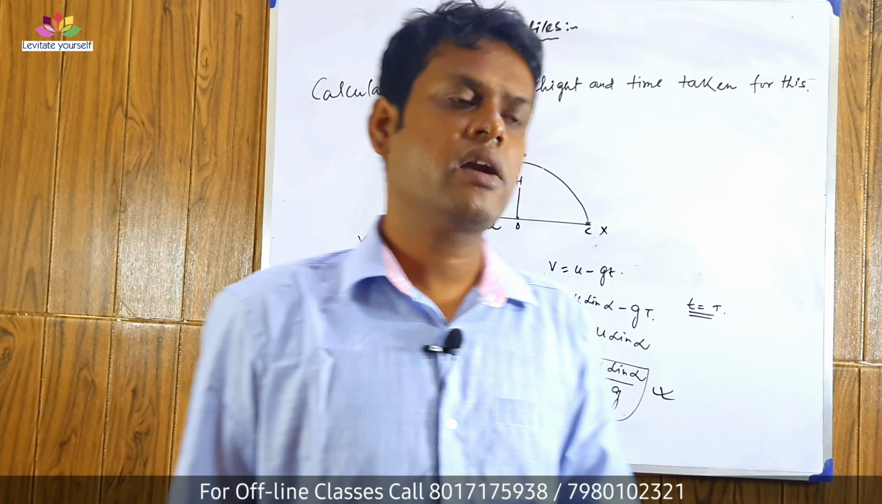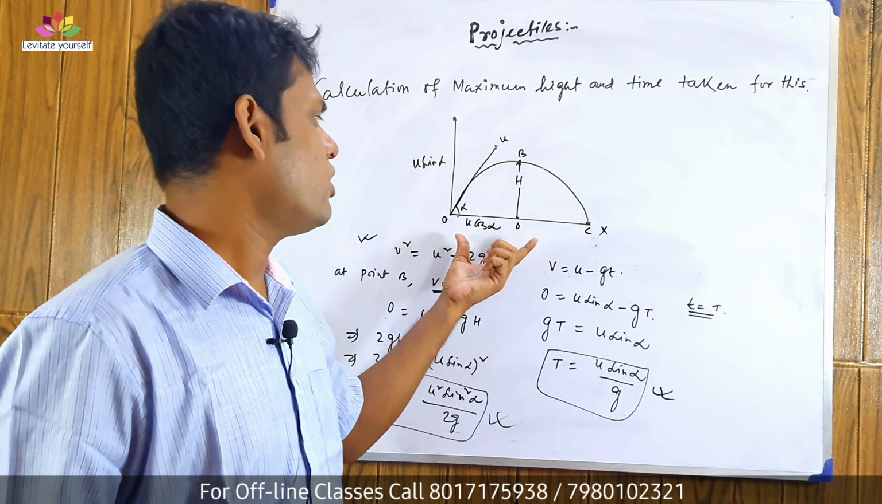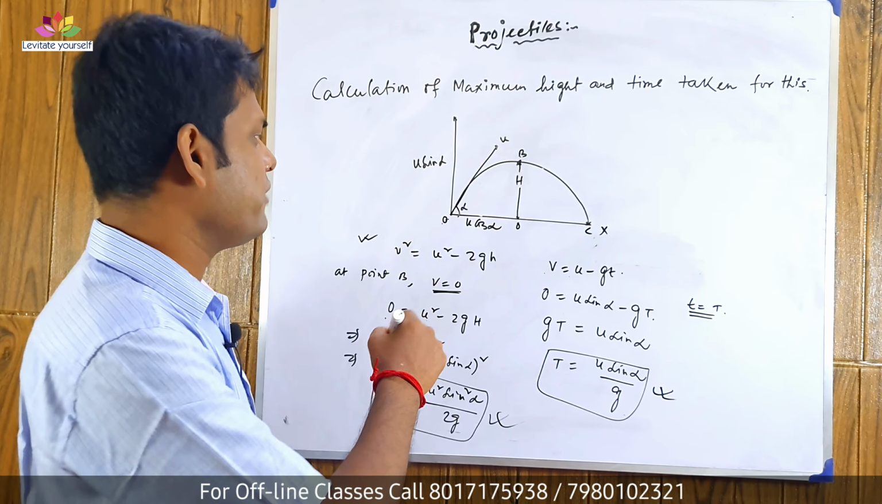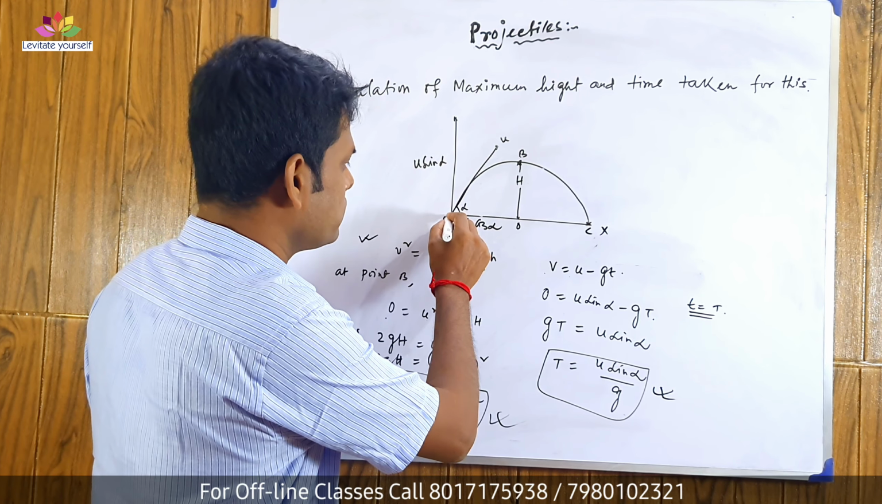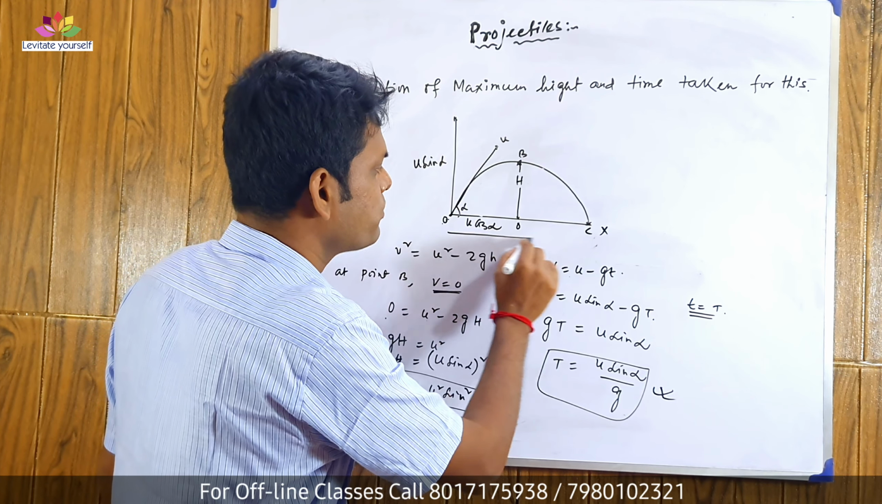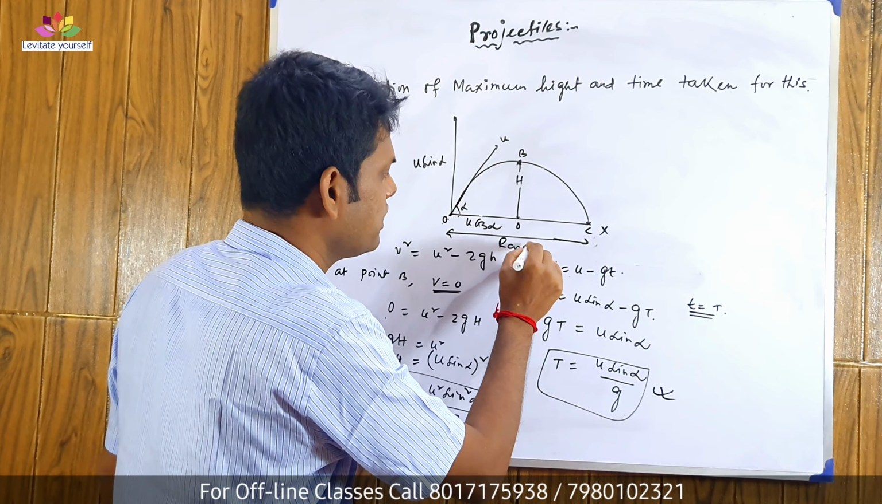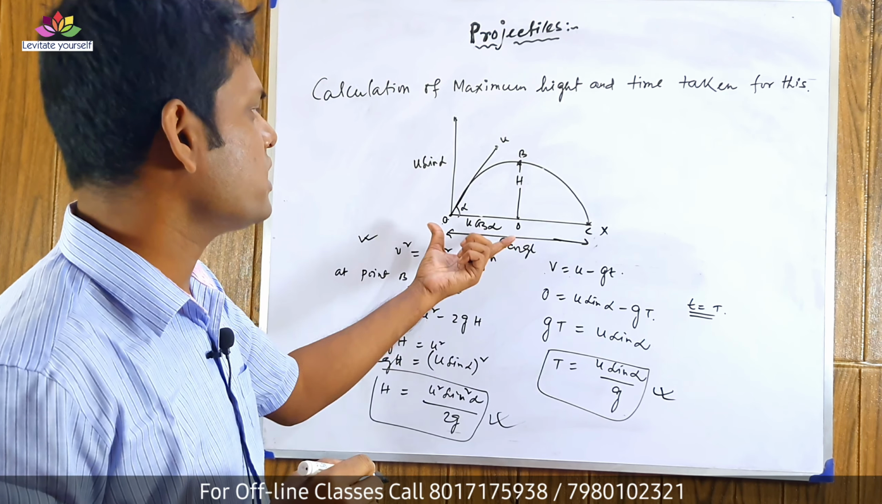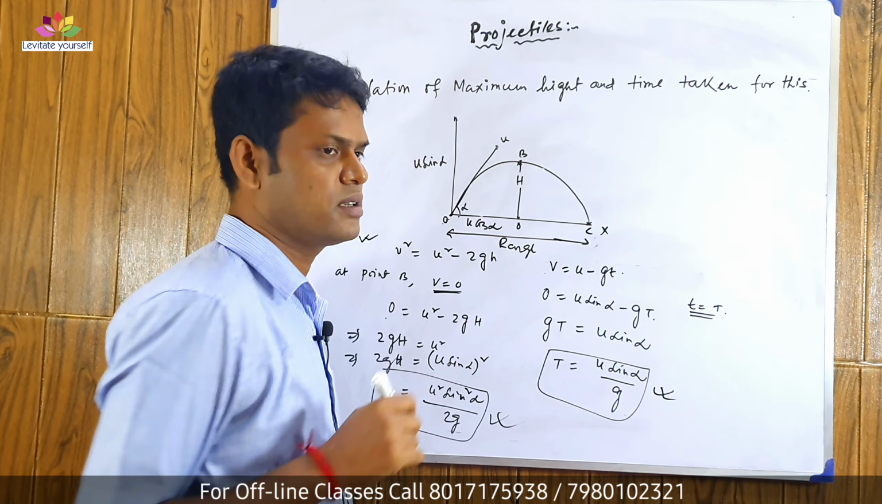Okay, next I calculate the range and floating time. What is the range? When an object is thrown, it lands at a point, and the distance between the origin point and this point is the range. Next we calculate the range and how much time is required to reach this range.